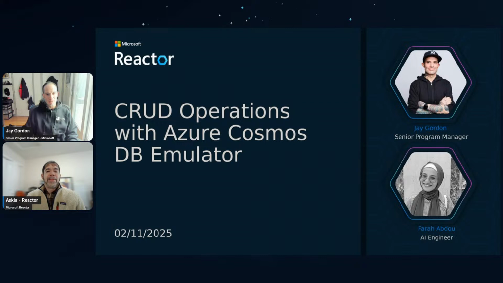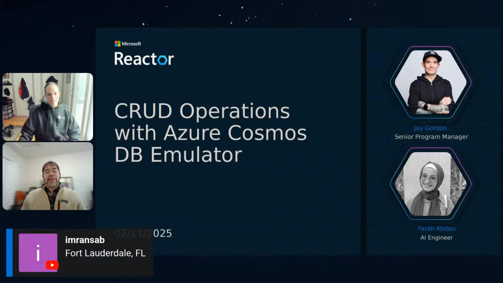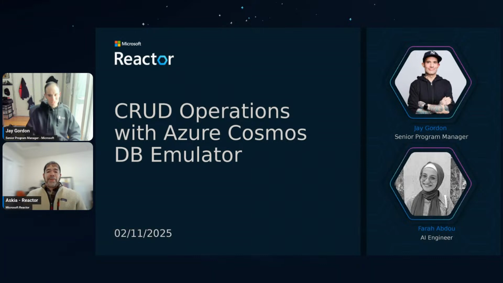But before we do that, I have my partner in crime here at Microsoft Reactor, Askia. How are you today? I'm great, Jay. How are you doing? I'm doing well. I wish it was a little bit better weather here in New York City, but I'm getting by. Yeah, we've got sunny skies, but it is very, very chilly today in the Puget Sound area. So, can feel you there.